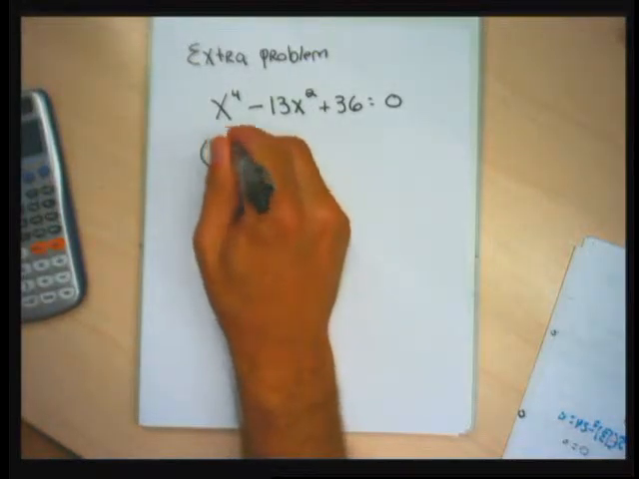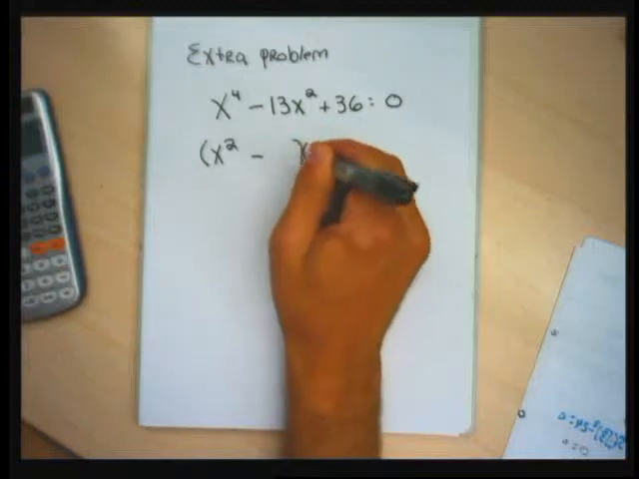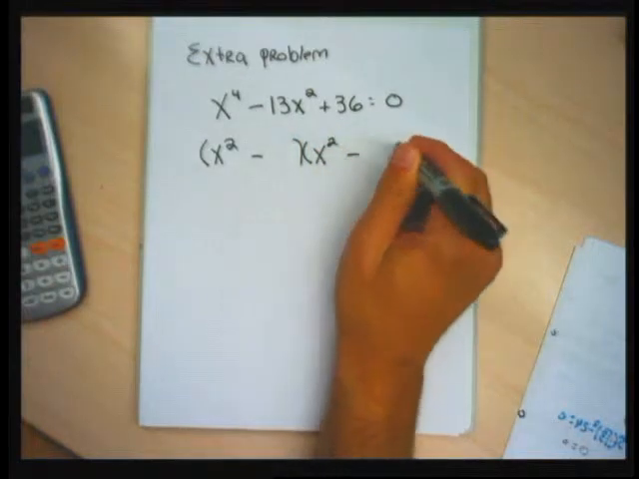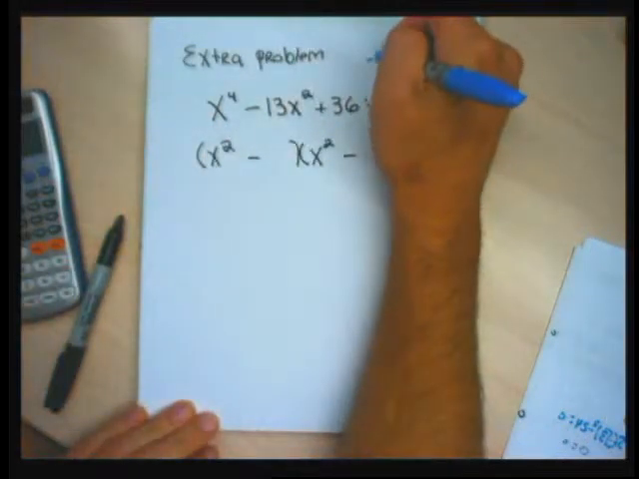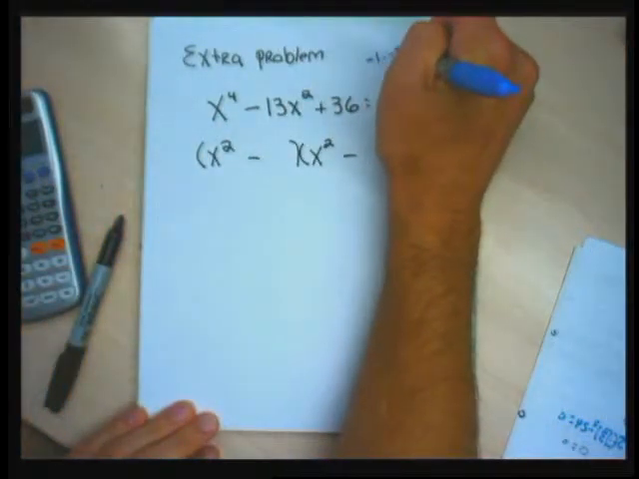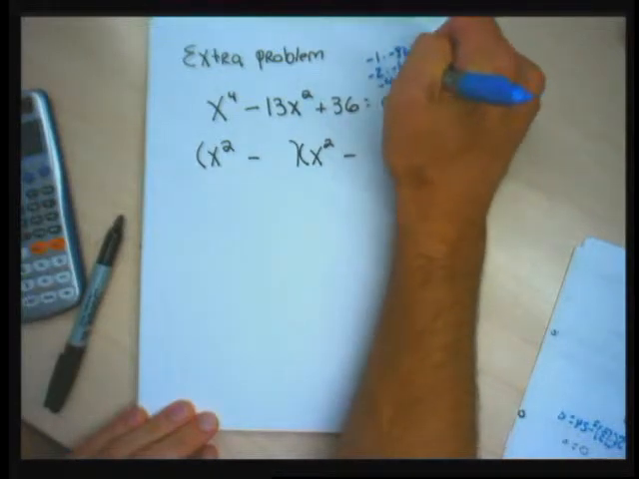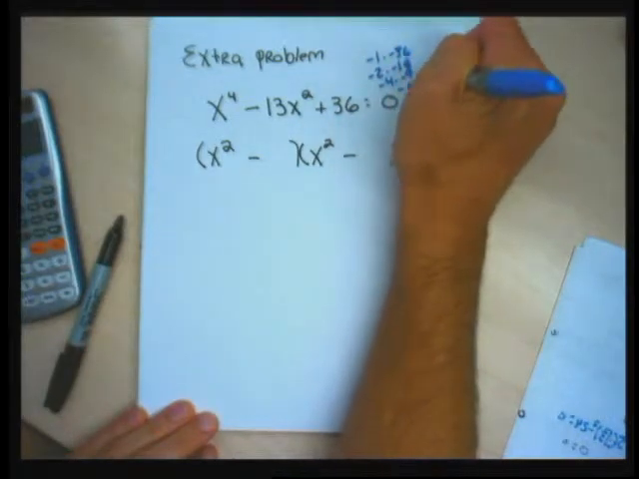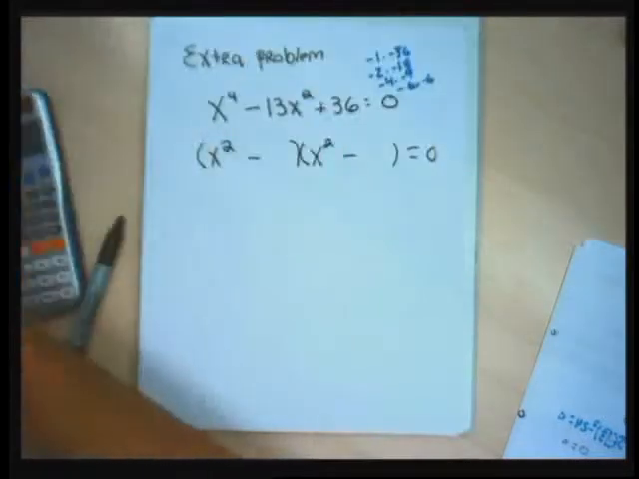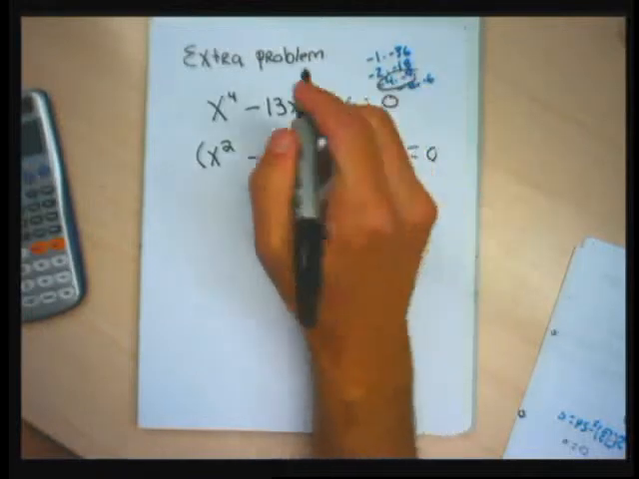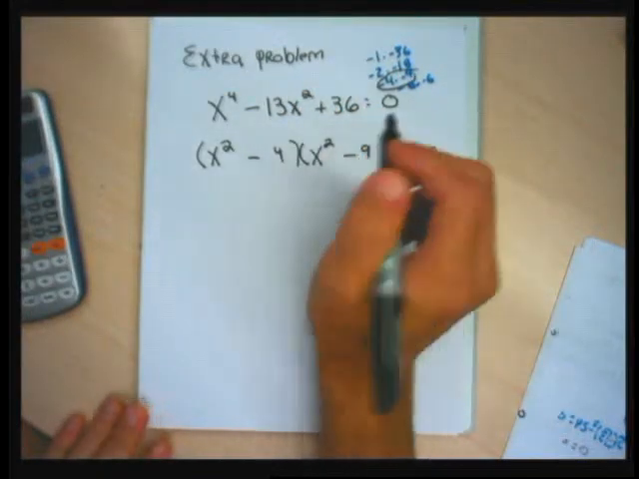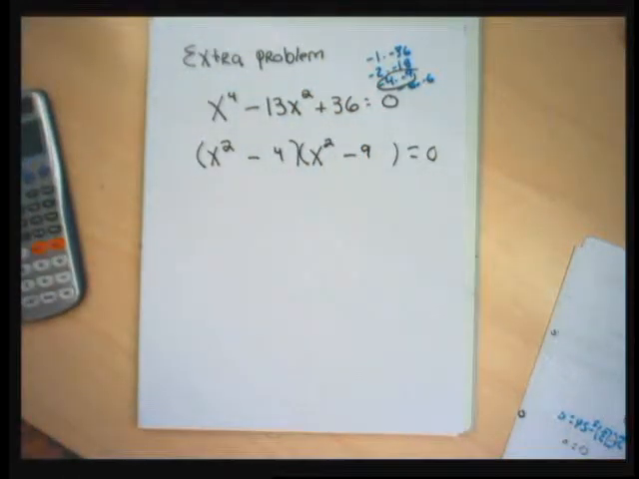I'm going to go x squared minus, an x squared minus. I know that I have to have a double minus. And my last can have to either be minus 1 and minus 36, or minus 2 and minus 18, minus 4 and minus 9, or minus 6 and minus 6, because all of those multiply to positive 36. The pair that's going to give me the minus 13 is the minus 4 and the minus 9. So I get x squared minus 4 times x squared minus 9 equals 0.